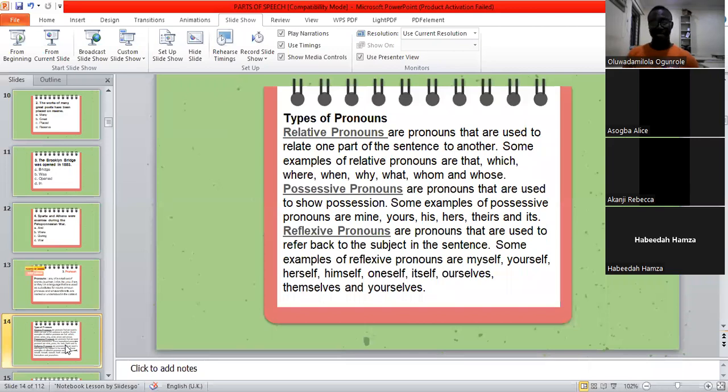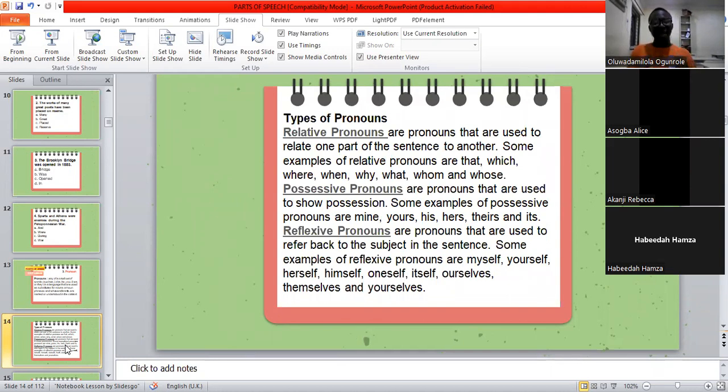Basically, when we write a sentence, we will always have a subject, a verb, and sometimes an object. But hardly will you have a sentence without a subject, because the subject is also called the actor, and your verb is called the action. By the time you define a verb, you say a verb is an action word. So the action carried out by the subject is your verb. So the subject is the actor.